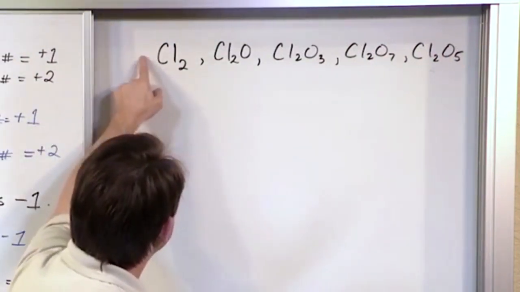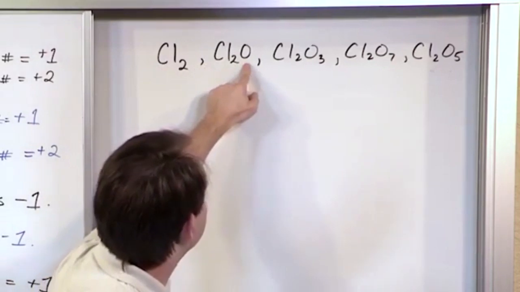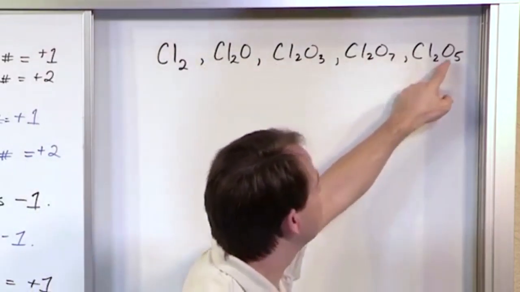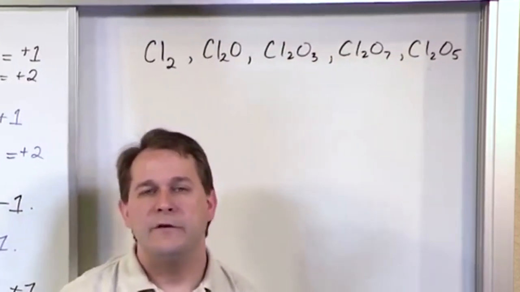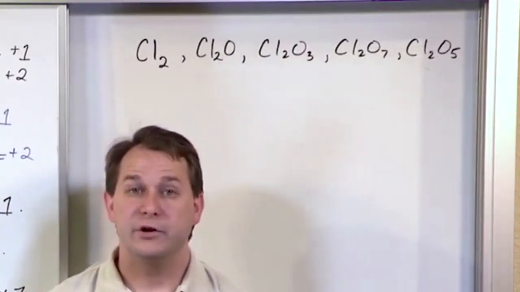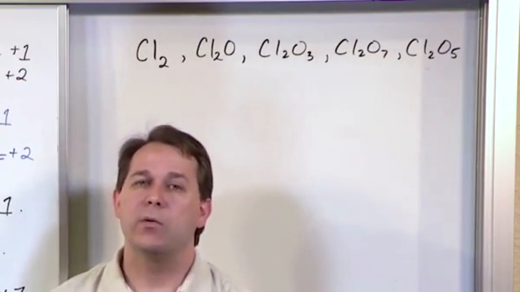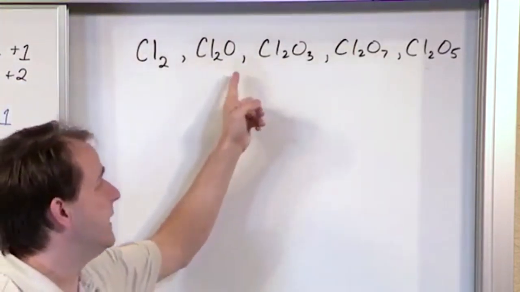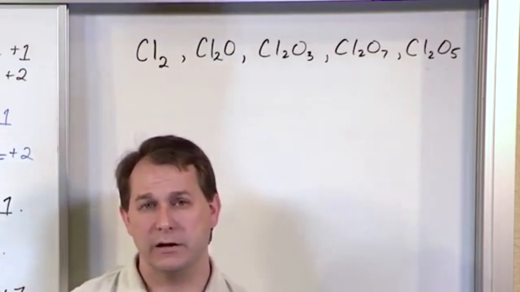So as you can see, we have lots of different compounds or molecules. This is chlorine just bonded to itself. Here's 2 chlorines with a single oxygen. Here's 2 chlorines with 3 oxygens. Here's 2 chlorines with 7 oxygens. Here's 2 chlorines with 5 oxygens. So what we're going to do is use our rules, and I want to list the oxidation number of chlorine in each one of these molecules.